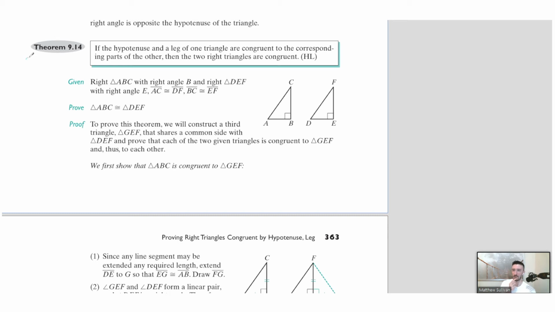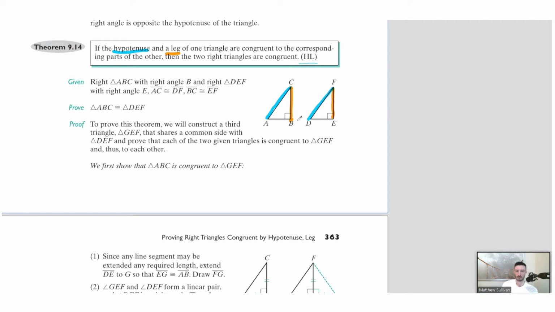This is the theorem. They abbreviate it with HL, and it's saying if the hypotenuse of each triangle is the same, and you also have a leg, so it could be this one is the same as that one, or it could be this one is the same as that one, then it turns out that's enough to know that all the parts of the triangle are going to be equal, all the sides and all the angles.